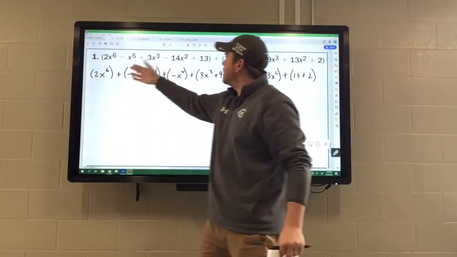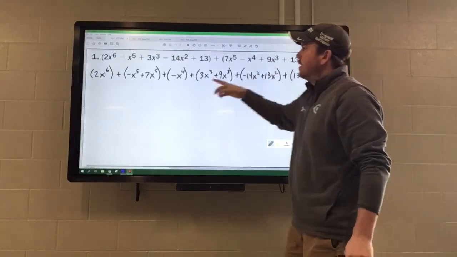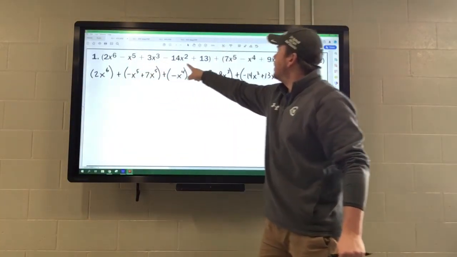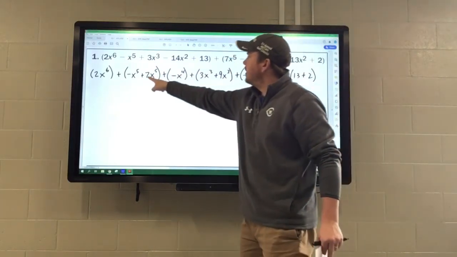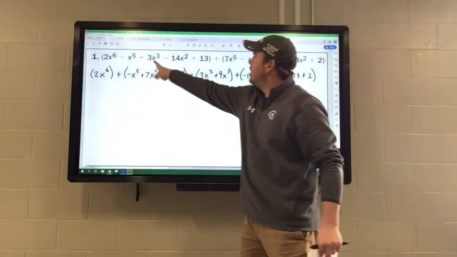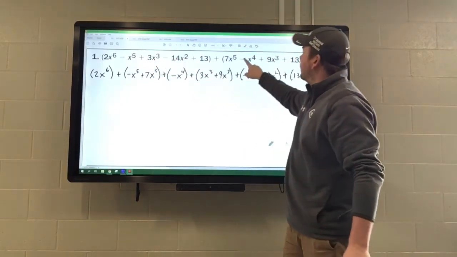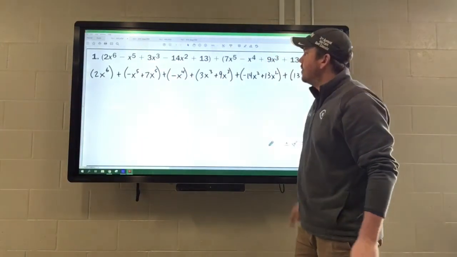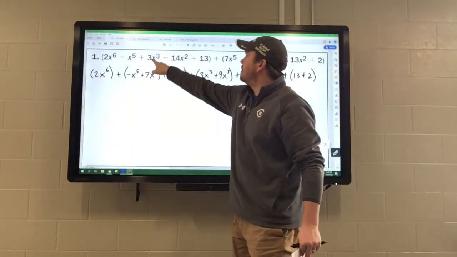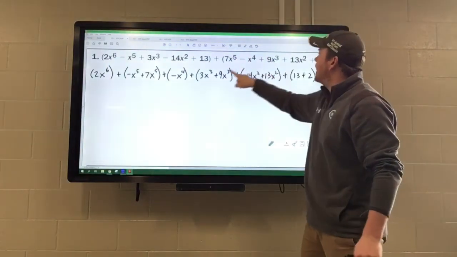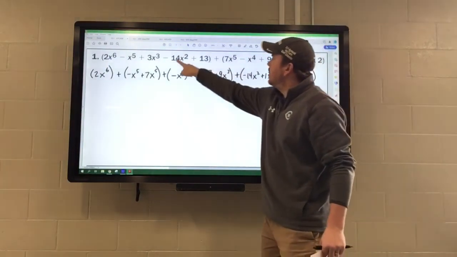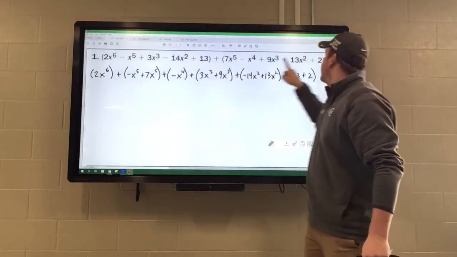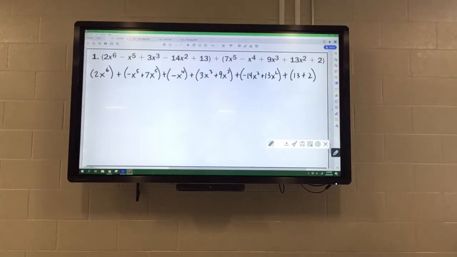My 2x to the sixth, there's no other x to the sixth, so I can't combine that with anything. Negative x to the fifth, and then looking down here, there's a 7x to the fifth, so I grouped those two. We need to go to the x to the fourth next. Negative x to the fourth, there's no other x to the fourth, so I can't combine that with anything. Then my x cubes, 3x to the third plus 9x to the third is grouped here. Negative 14x squared plus 13x squared is grouped here. And then just my constants, 13 plus 2, grouped there.